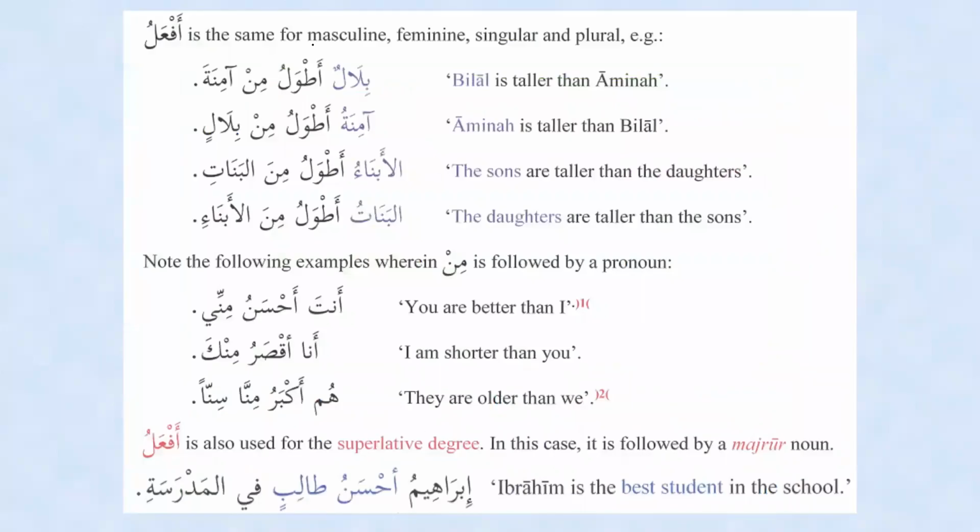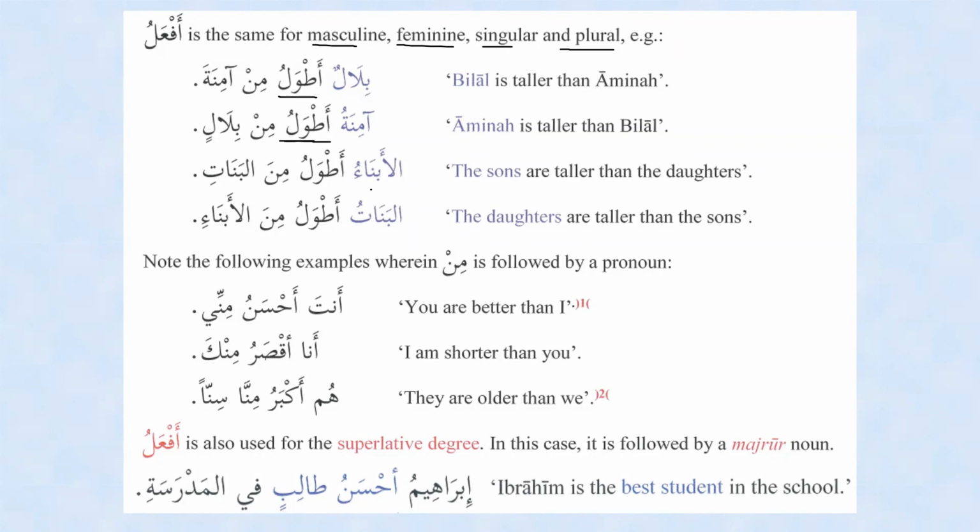Af'alu is the same for masculine, feminine, singular, and plural, the pattern. So we say Bilalun atwalu min Aminata. Bilal is taller than Amina. So for Bilal, we are using atwal. And even if we say Aminatu atwalu min Bilalin, even if we talk about the singular feminine, the pattern will be the same, which is af'alu. Amina is taller than Bilal.